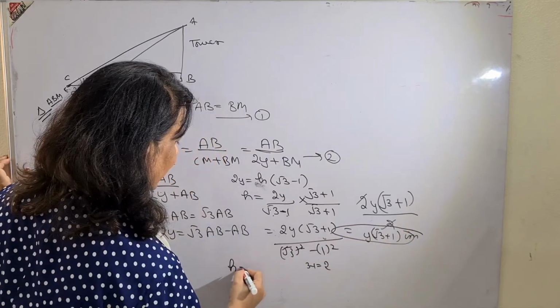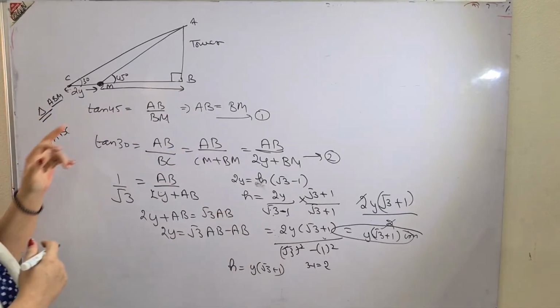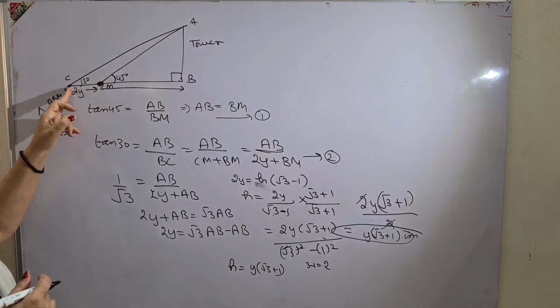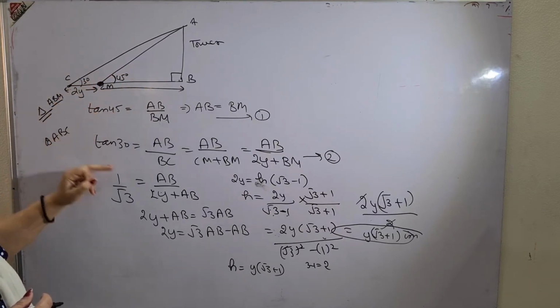I had to prove that h is equal to y into root 3 plus 1. So again, children, from 45 to 30, 2y meters. You take the triangle with angle 45 first, then 30, and find the values.